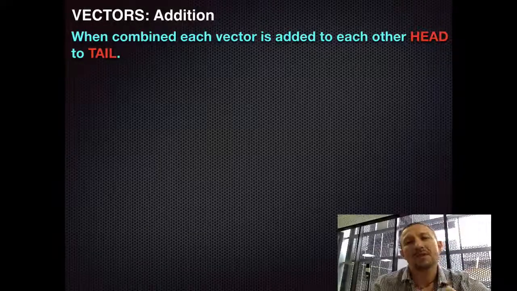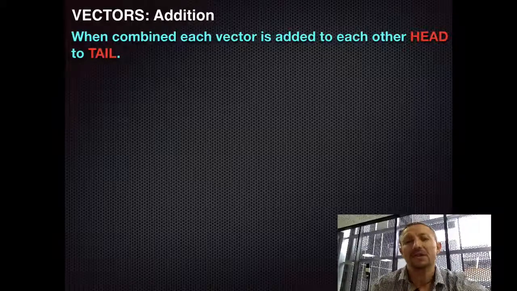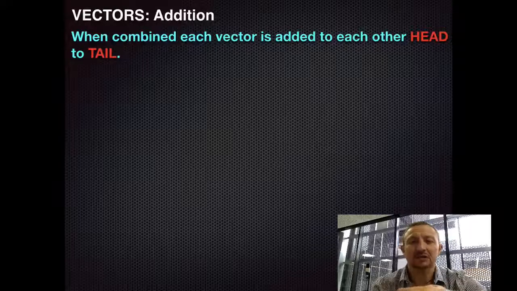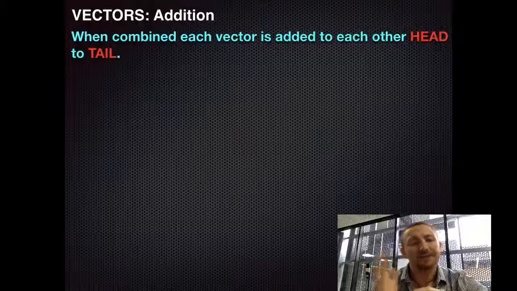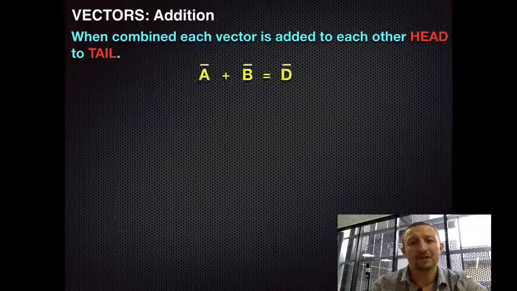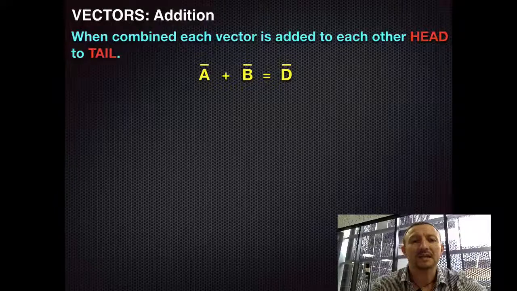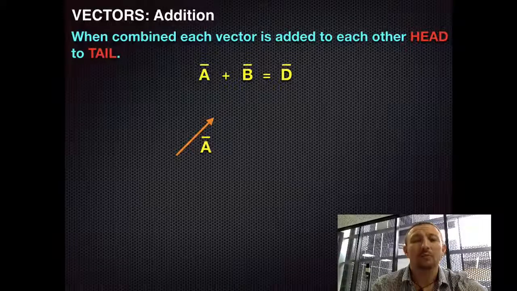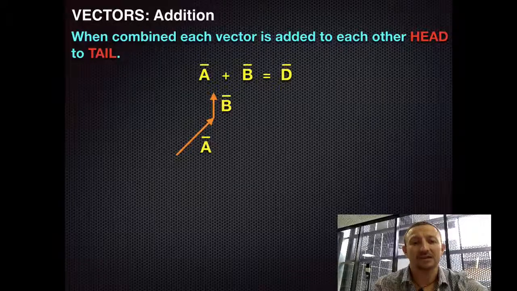Okay, so what happens when we add vectors together? Well, the key thing to understand is when we take two vectors, we always head and tail them. Basically, you do the first instruction and then you add the next vector to the head via the tail of the second vector. So for example, if I've got vector A plus vector B, it will equal vector D. So what does that mean? Well, if I take vector A like so, and then I add to it vector B, I will place the tail of vector B on the head of vector A, just like so.